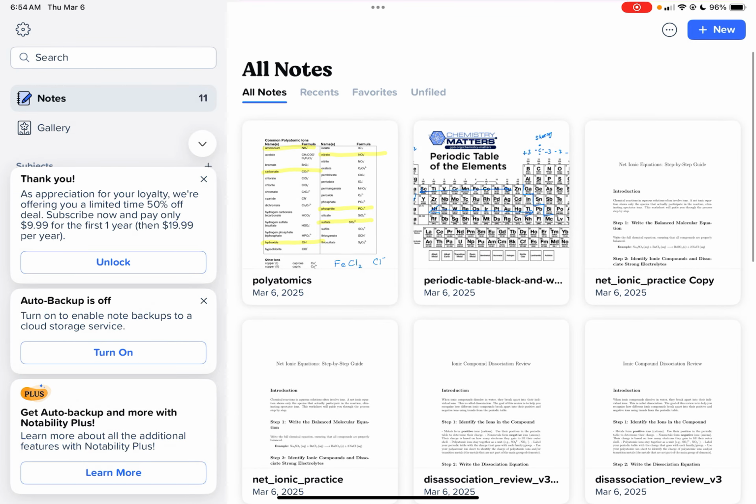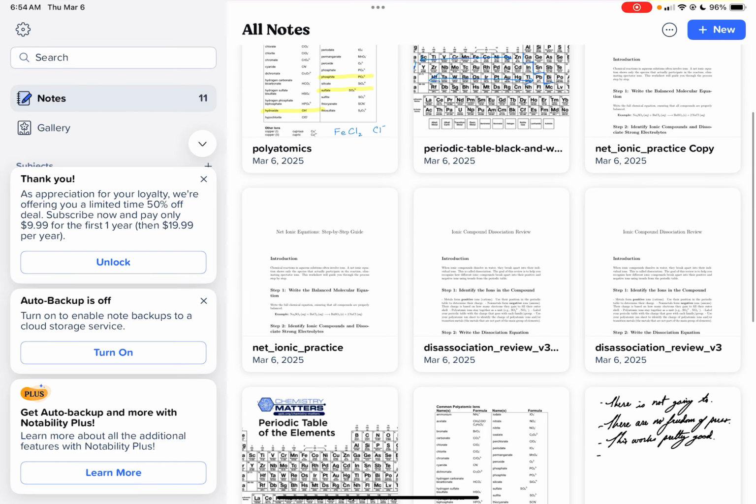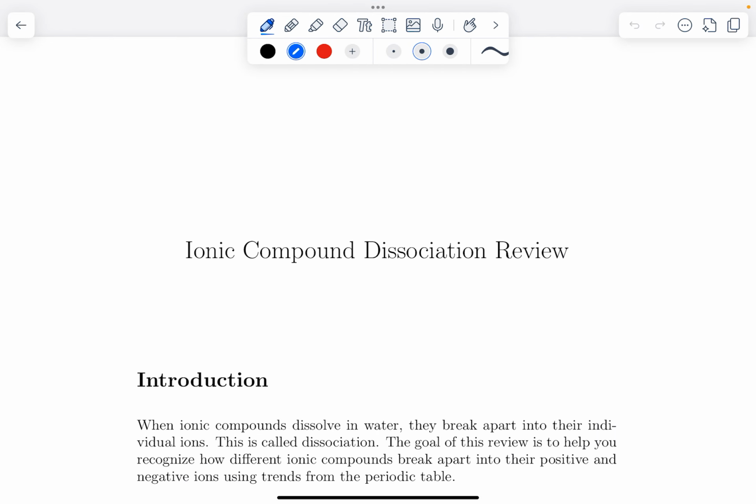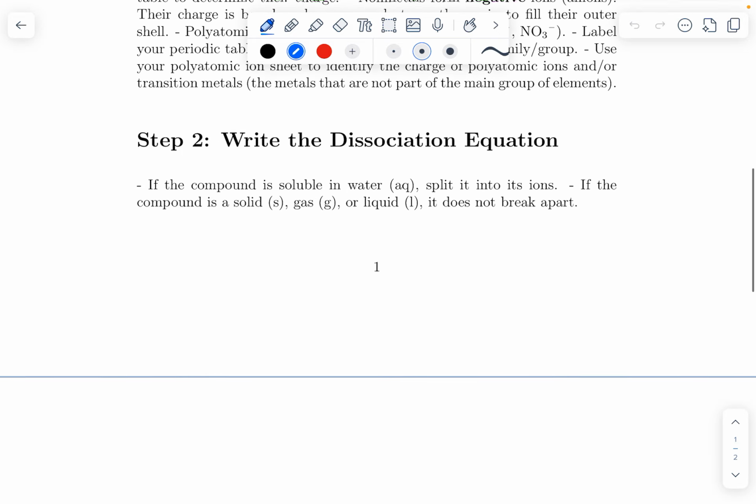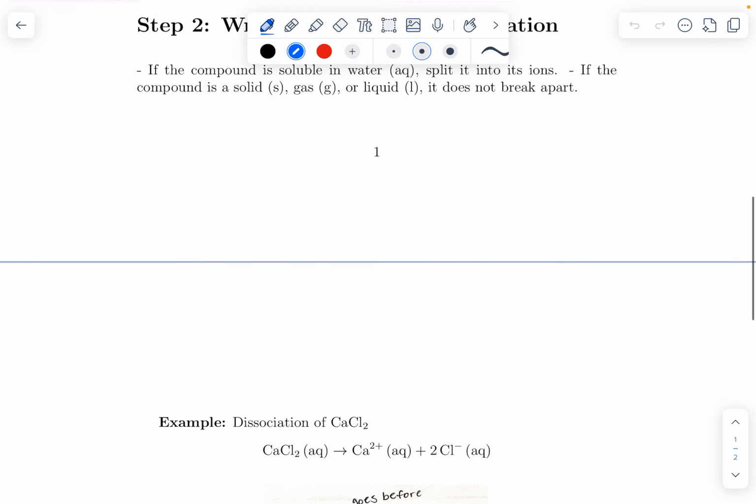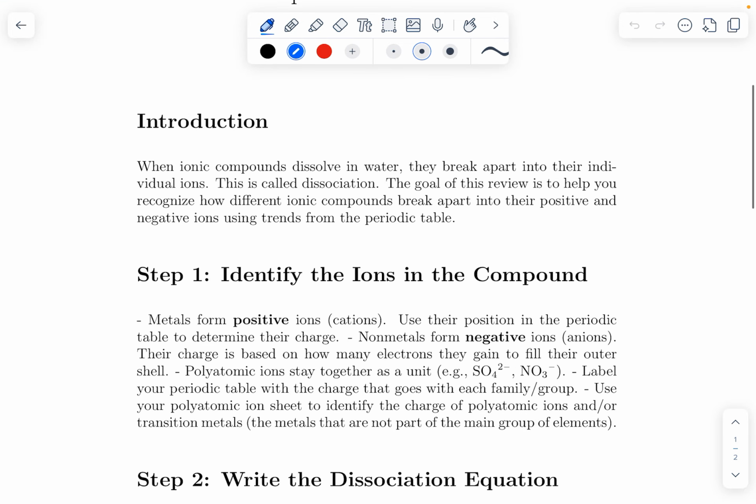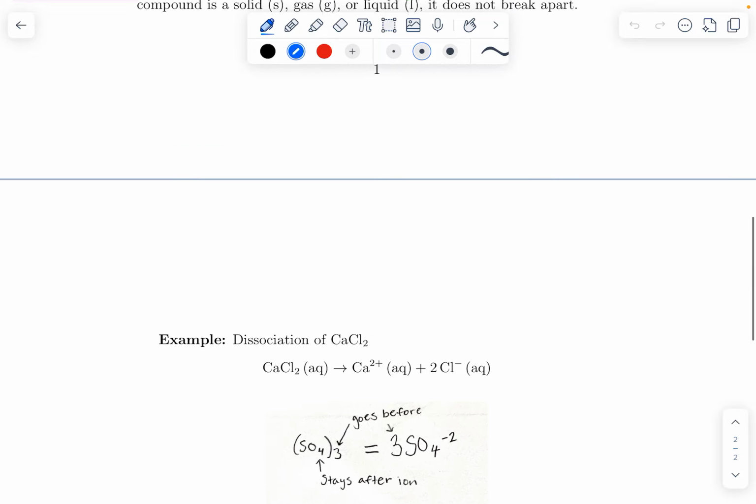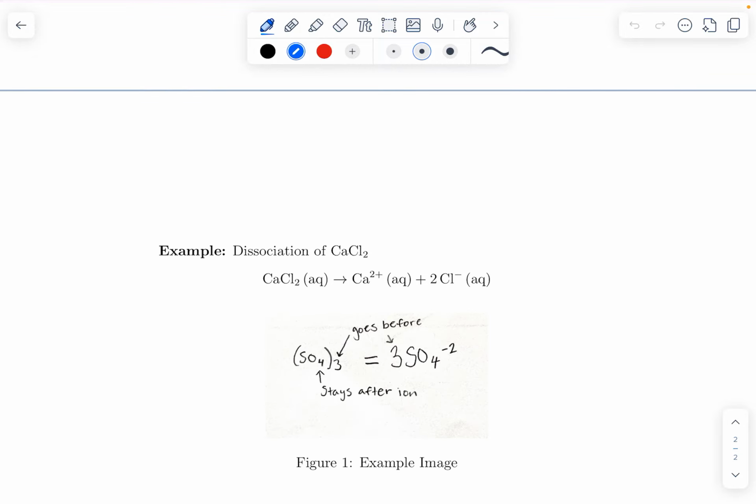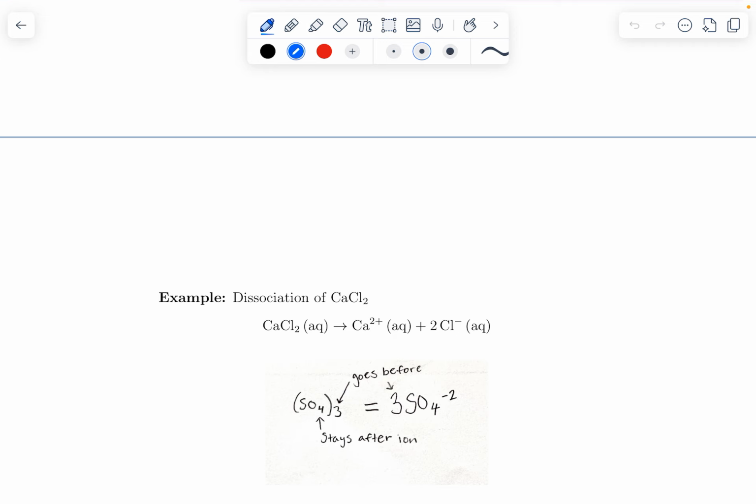Okay, so this one is about dissociation. Just to get you guys caught up, or some of the folks that missed a couple of days, you can go ahead and read this. It's pretty good. It'll kind of help you. But I think sometimes some students just want to get directly to the examples. So we can, for example, do the dissociation of calcium chloride.